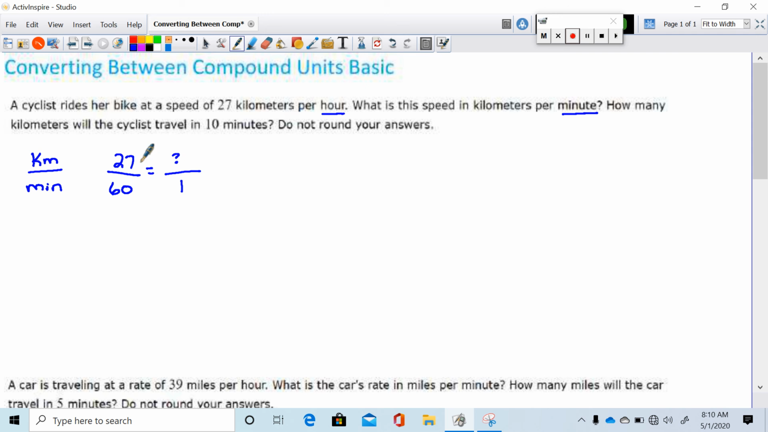minute. So now I look at the numbers that are diagonally across from each other that I know what they are, and I multiply those, and then I divide by the number that's not circled. So 27 times 1 divided by 60 is 0.45. Okay, so that's the answer, my first answer, 0.45 kilometers per minute.